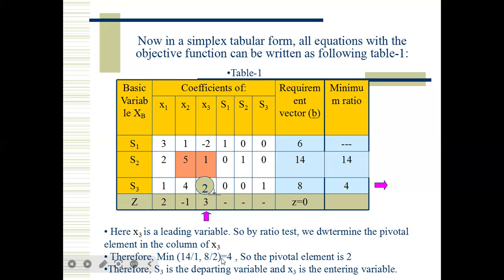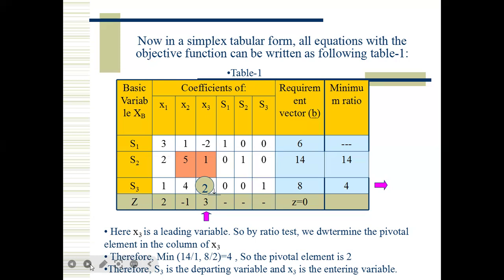So which is the minimum here? Actually 4. That means this third value is the pivotal element. We get the minimum ratio for this value 2, which is why it is called the pivotal element. Therefore s3 leaves the basis and x3 enters the basis. So s3 is the departing variable and x3 is the entering variable.